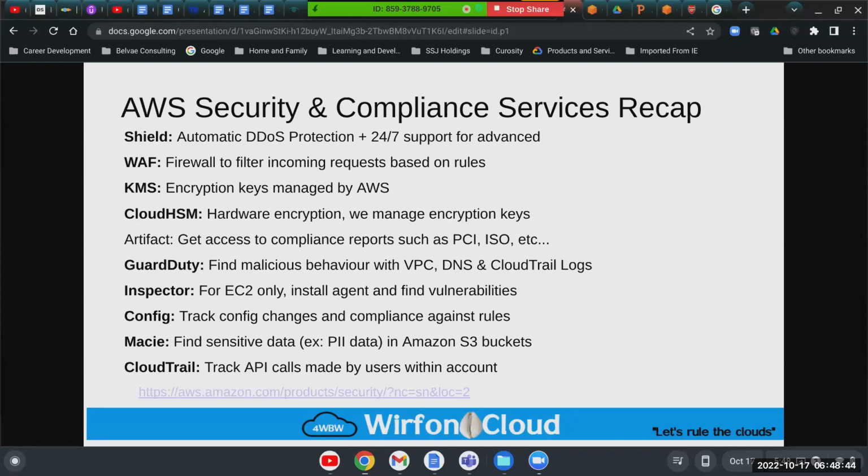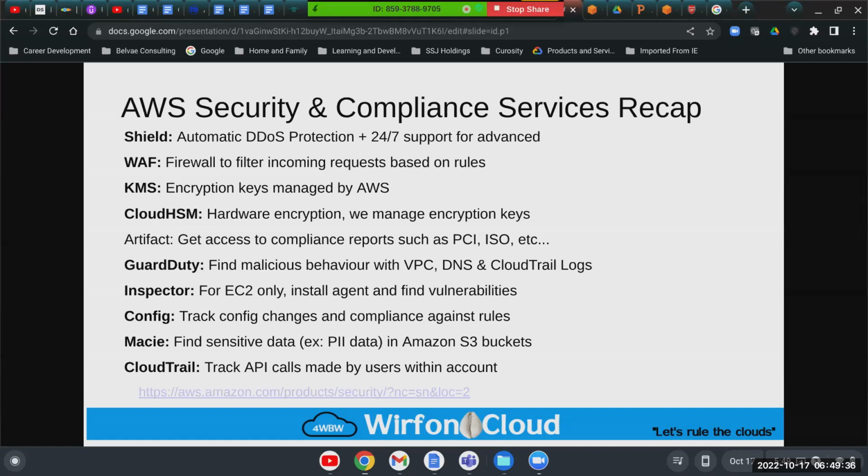If they want intrusion prevention or intrusion detection, to find malicious behavior in their network, they can use GuardDuty. If they have EC2 instances where they want to check for vulnerabilities, you need to install an agent onto it. You need Amazon Inspector. If you want to track changes happening in your network against standards which you have set, you use AWS Config. If you want to protect personally identifiable information, or certain sensitive documents or sensitive interactions within your network, you can use Macie.